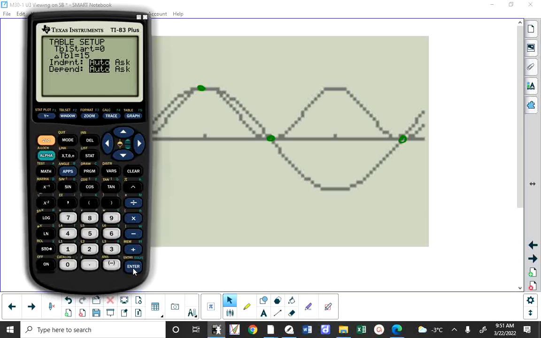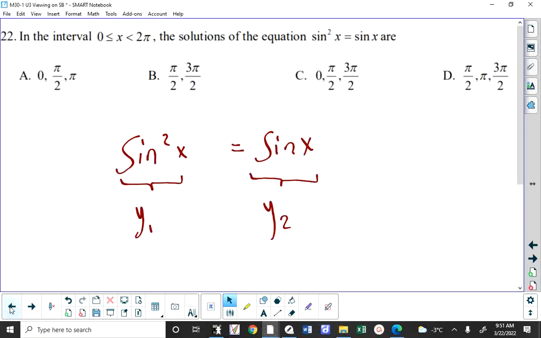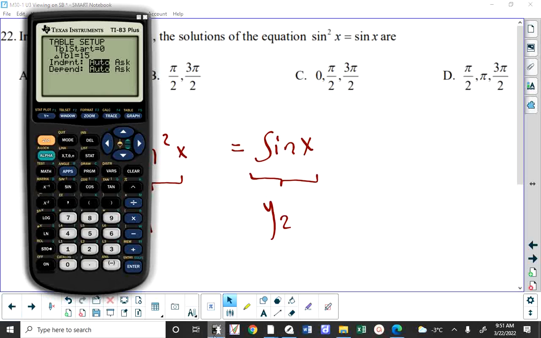So if you see a question like this, where you have all of these special angles, and you do this, and go to your table, you can see they are equal at 0, so 0 is a solution. You can see they are equal to each other at 90 degrees, so pi over 2 is a solution. You can see they are equal to each other at 180 degrees, so pi is a solution.